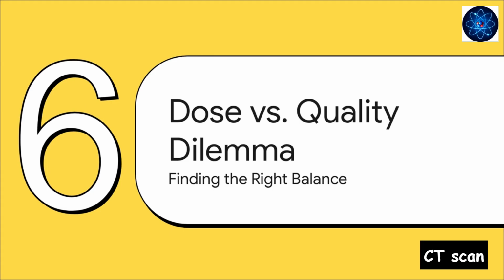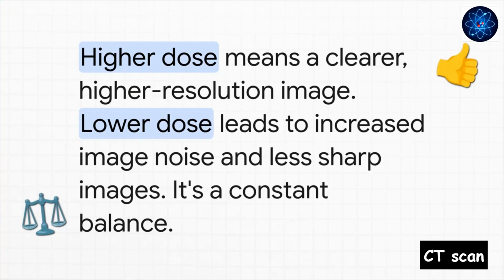And this constant balancing act, this weighing of risk versus reward, leads us straight to our final section, the dose versus quality dilemma. This is pretty much the central challenge in medical imaging today. So here's the fundamental trade-off that radiologists deal with on every single scan. If you use a higher radiation dose, you get a clearer, sharper, higher resolution image. But if you lower the dose, the image starts to get noisier, kind of grainy like a bad photo. And that noise could actually hide the tiny little detail the doctor's looking for.